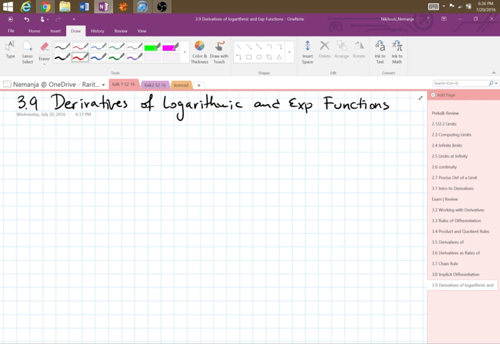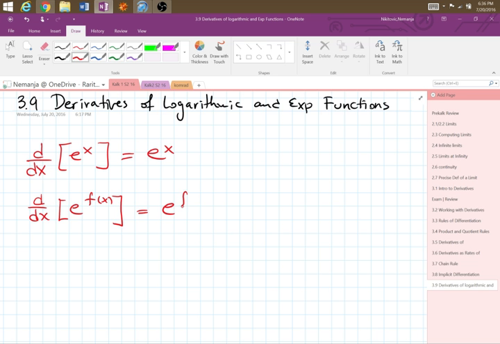And then we'll upgrade. So the first thing is we know that the derivative of e to the x is e to the x. And then if you use the chain rule, if you have a function in the exponent, it's going to be e to the f of x times the derivative of the function, because that's the chain rule.